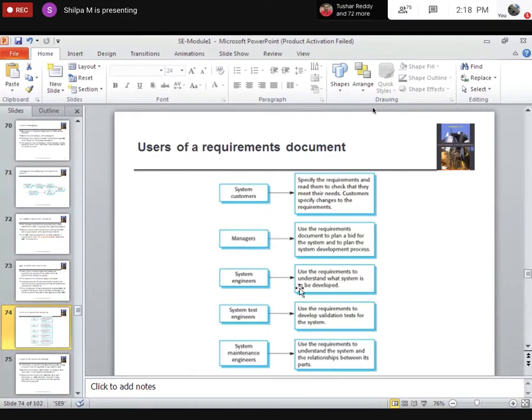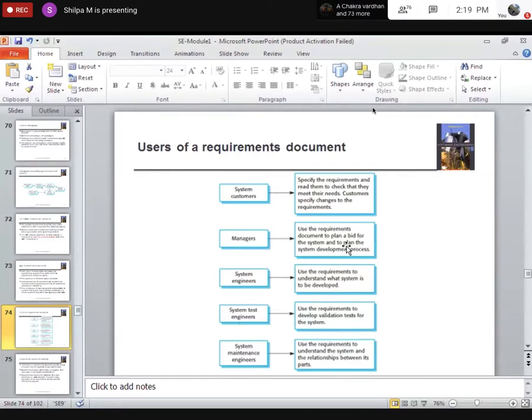Then the managers of the company. Managers use the requirements document to plan a bid for the system or plan the system development process. For them, it is very important to know what will happen, so that is why they will use this document. Based on this document, they will bid and come up with a budget. They will plan ahead how many resources are required, and whether it is possible or not. All their planning is dependent upon this document.